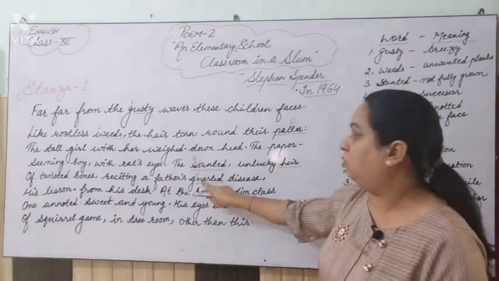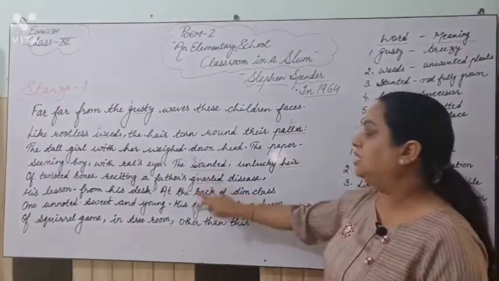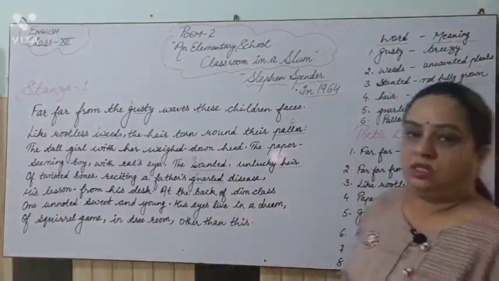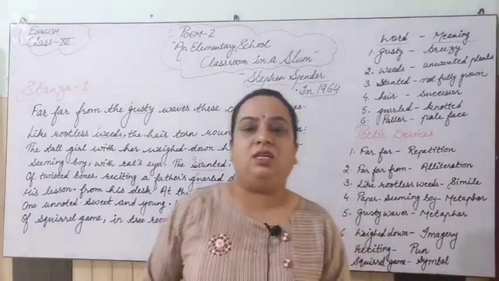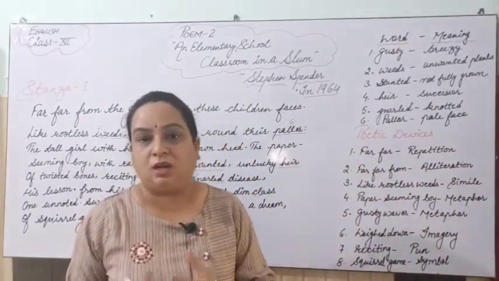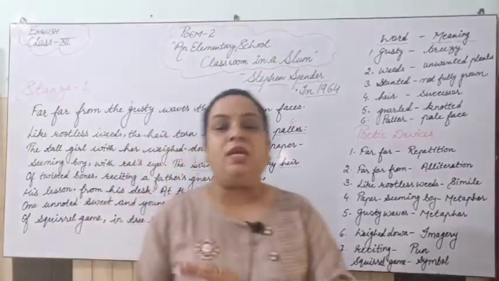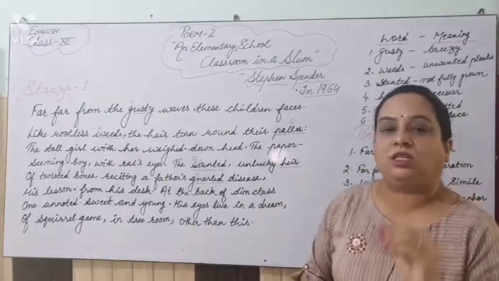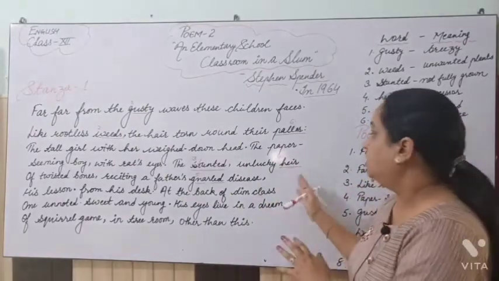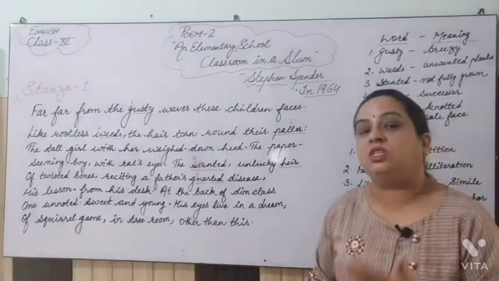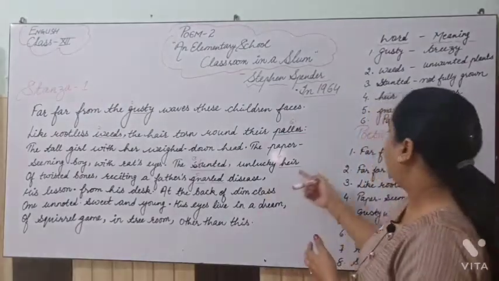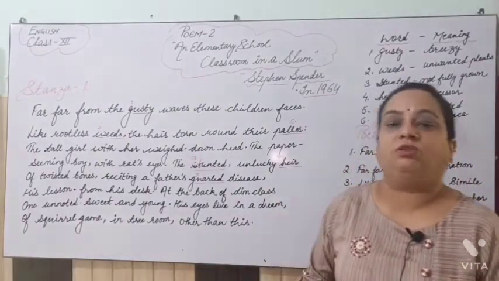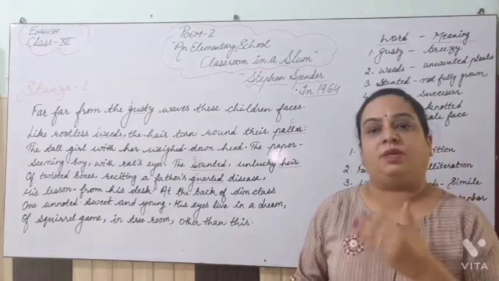So reciting the father's gnarled disease. Here G is silent and the pronunciation of the word is gnarled, N-A-R-L-E-D. So gnarled means what? Gnarled is knotted, right? His bones are knotted, he got a disease where his bones are not properly grown. So when he is describing the second boy of the class, he said that his growth has been stopped because he is the unlucky heir of twisted bones. What does heir mean? Heir means the successor. So he has got this disease from his father. He inherited the disease from his father.